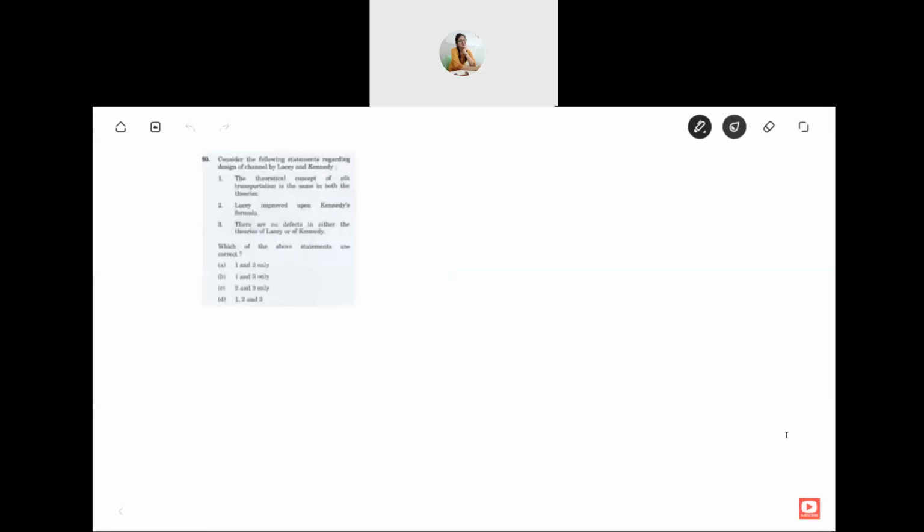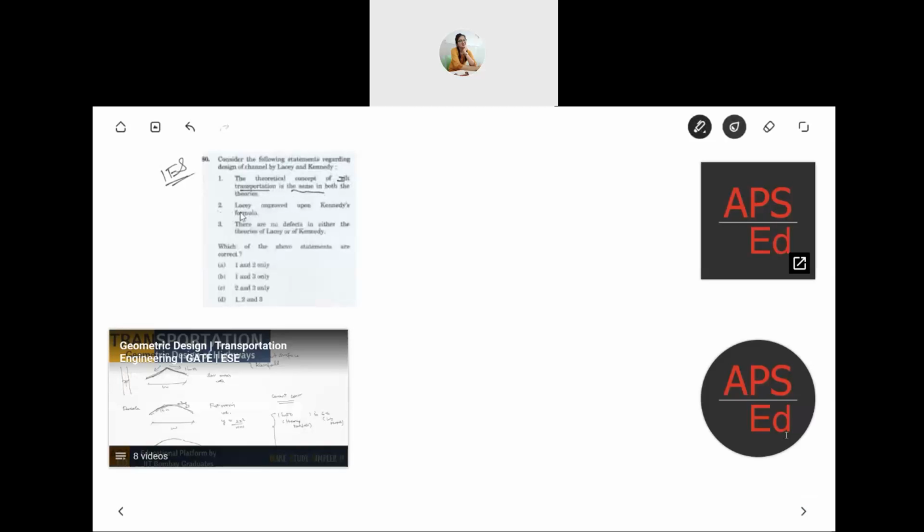This question I leave it to you. This was also asked in the engineering services exam. They are saying, consider the following statements about Lacey and Kennedy. The first statement goes: the theoretical concept of silt transportation is the same in both. The second statement says that Lacey improved upon Kennedy's formula. The third statement is that there are no defects in either Lacey's or Kennedy's theory. So which of the statements is true? You can answer this in the comment section.